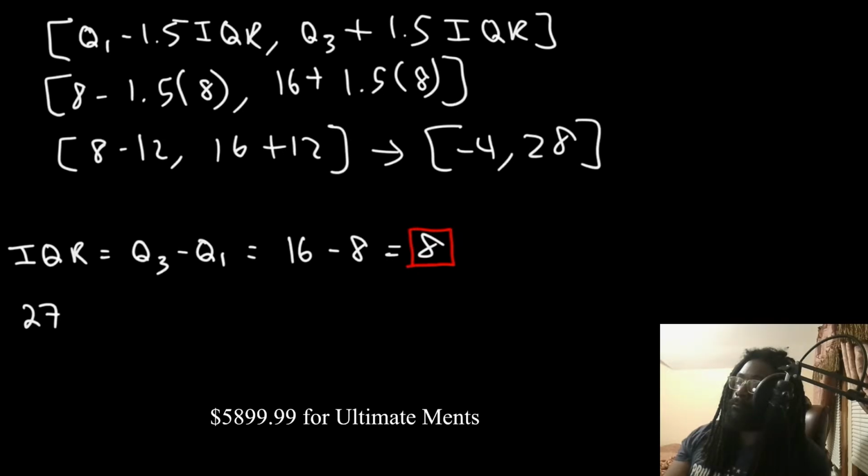So now looking at what we have, is 27 an outlier based on this range? No. Because 27 is between negative 4 and 28, 27 is not an outlier. Now, if we had 29, that would be an outlier. If we had negative 5, that would be an outlier. So now we know how to determine if a point is an outlier within a range.